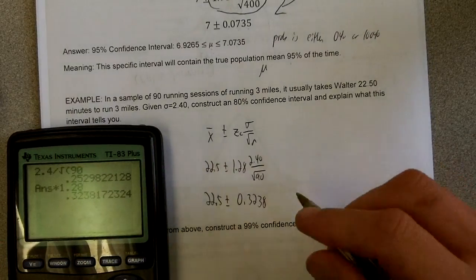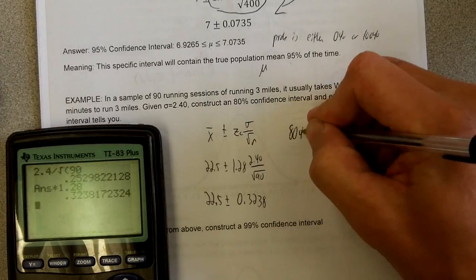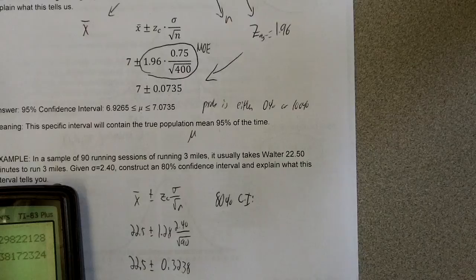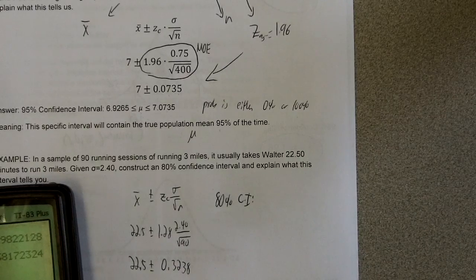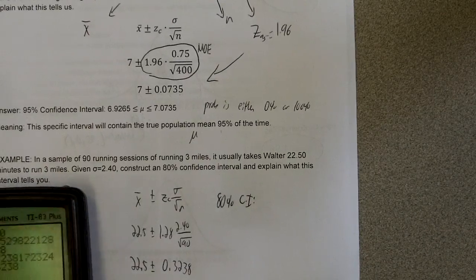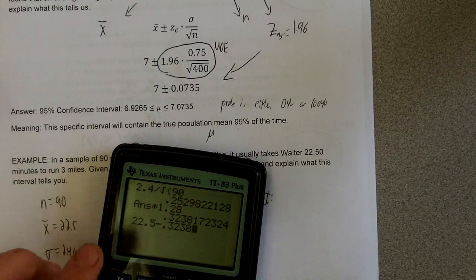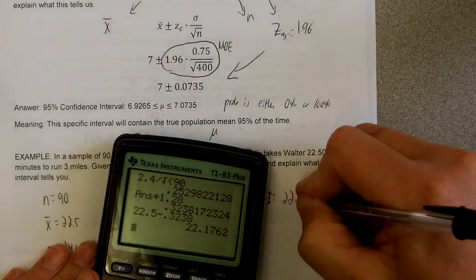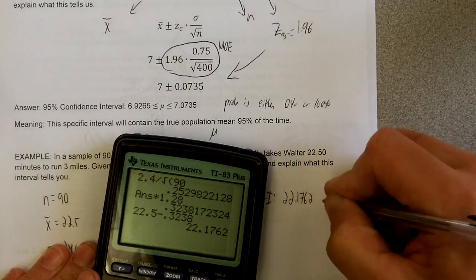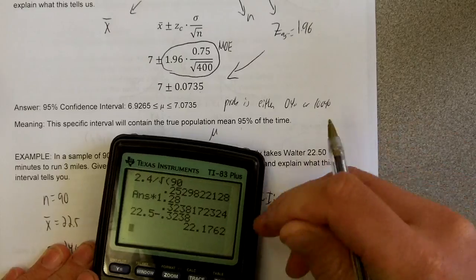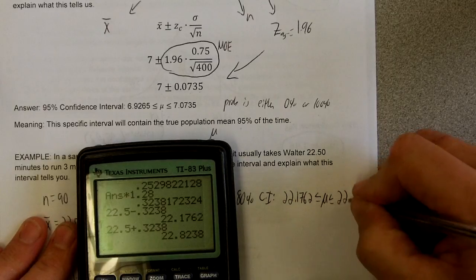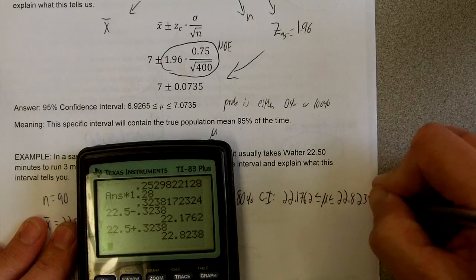Okay, so basically the 80% CI, or confidence interval, would be the 22.5 minus 0.3238. So 22.5 minus that number would give you the lower bound, 22.1762, which is going to contain mu. And then to find the upper bound, 22.5 plus 0.3238. That would be the upper bound, 22.8238.